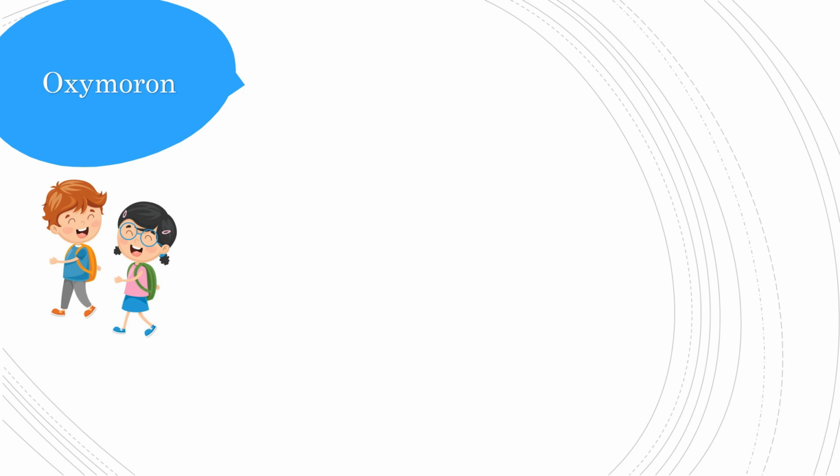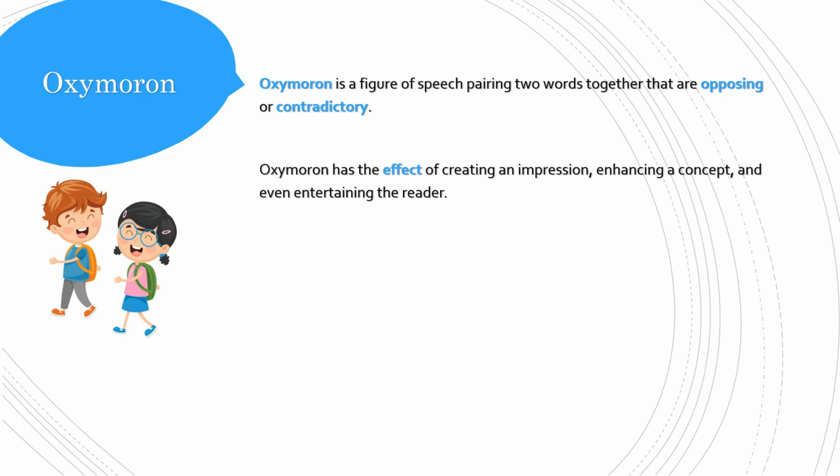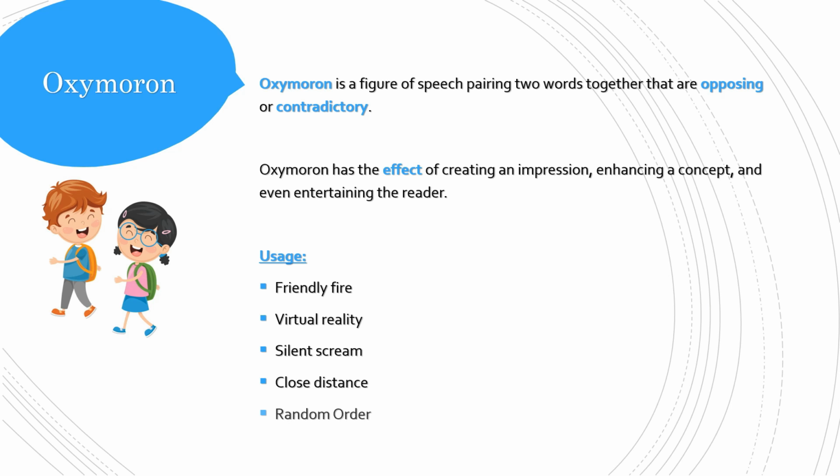Oxymoron. Oxymoron is a figure of speech pairing two words together that are opposing or contradictory. Oxymoron has the effect of creating an impression, enhancing a concept, and even entertaining the reader. Usage. Friendly fire. Virtual reality. Silent scream. Close distance. Random order.